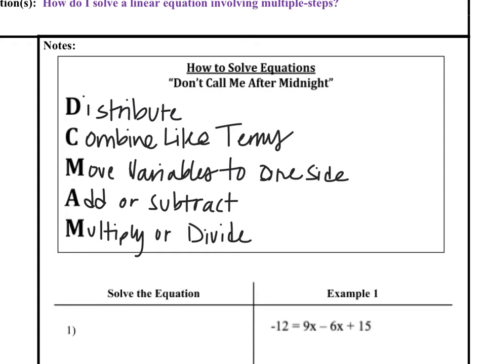Then, after you check for that, check and see, can you combine like terms on one side or the other? Then check and see, do you have variables on both sides? If so, you need to move your variables to one side. Then check and see, do you have something, a constant, without a variable that you can add or subtract? And then lastly, is there a number by a variable that you can multiply or divide?